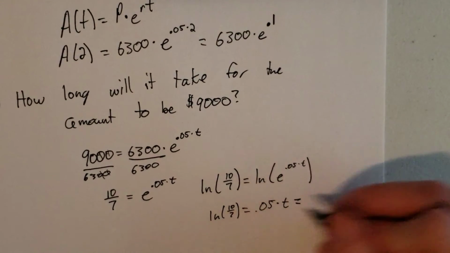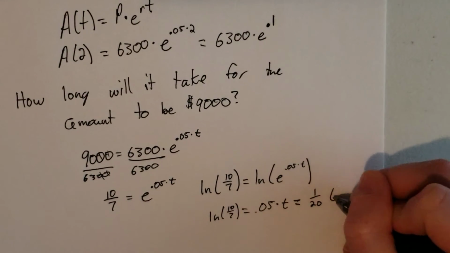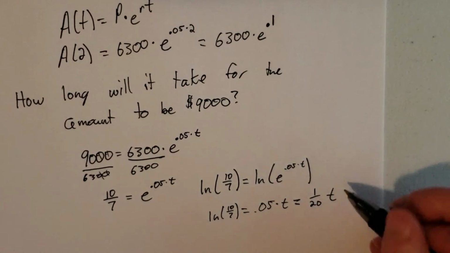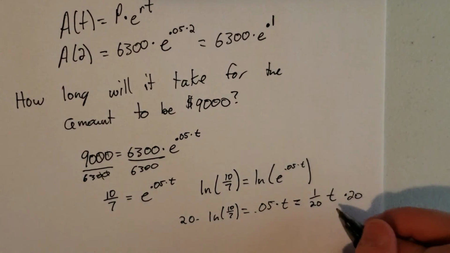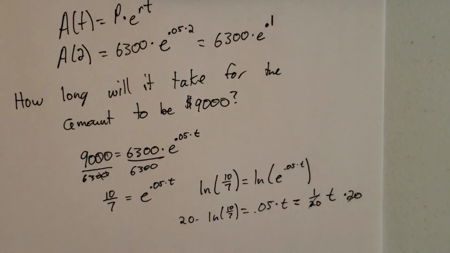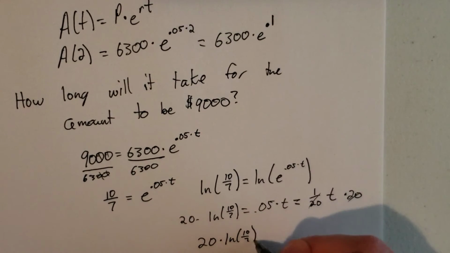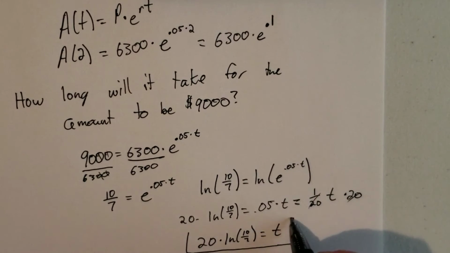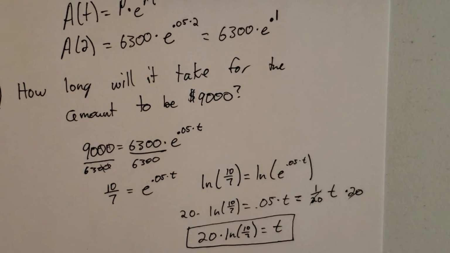You might notice that 0.05 is the same as 1 over 20. So we can in fact just multiply by 20 on both sides to get rid of that 1 over 20. So 20 times ln of 10/7 is equal to t. And again, if you needed this in a decimal form, you can just plug that into your calculator.